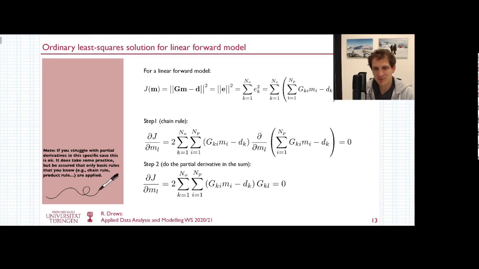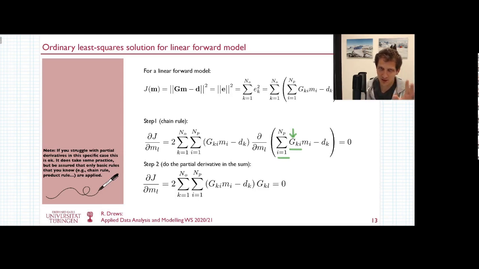It actually simplifies. Because what you should recognize here, this is a sum over all the model parameters. Those are just numbers in our forward matrix G. And so this entire sum collapses because in most cases the derivative with respect to m_l will be 0 unless the parameter itself is m_l, in which case the derivative is G with the indexes k l.